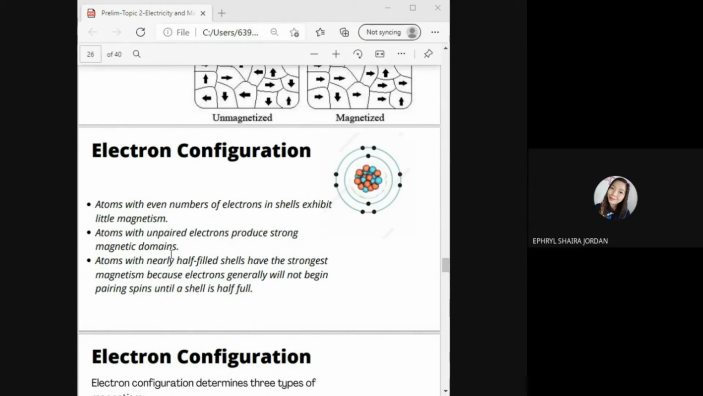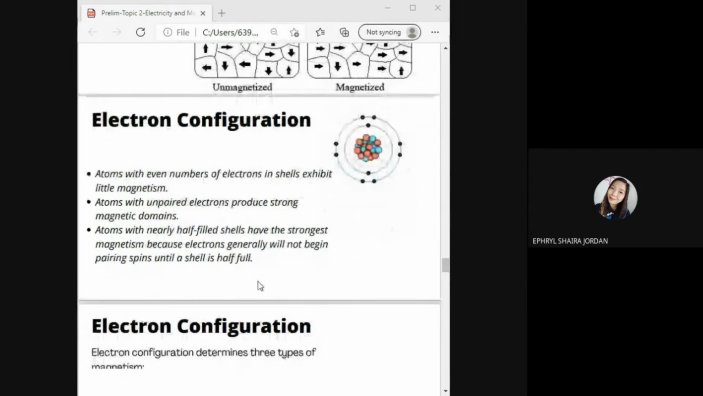So, ito siya. Atoms with even numbers of electrons in shells exhibit little magnetism. Kung even daw ang number ng electrons, they exhibit little magnetism. And atoms with unpaired electrons produce strong magnetic domains, or it could be a strong magnet. And atoms with nearly half-filled shells have the strongest magnetism because electrons generally will not begin pairing spins until a shell is half full.